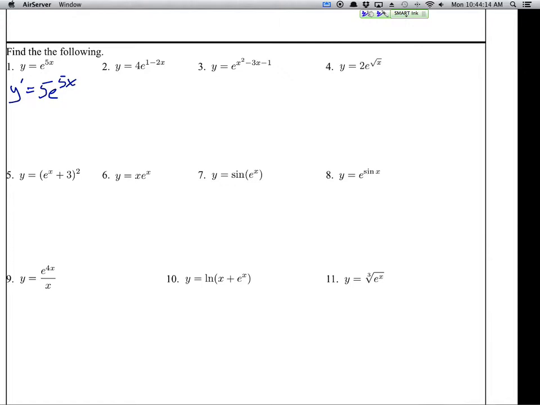Alright, then number 2, I have y equals 4e to the 1 minus 2x. What happens to that 4? It stays, so I've got the 4. What happens to the e to the 1 minus 2x? It stays the same. And then I need to multiply by -2. Very good. So we end up with -8e to the 1 minus 2x.